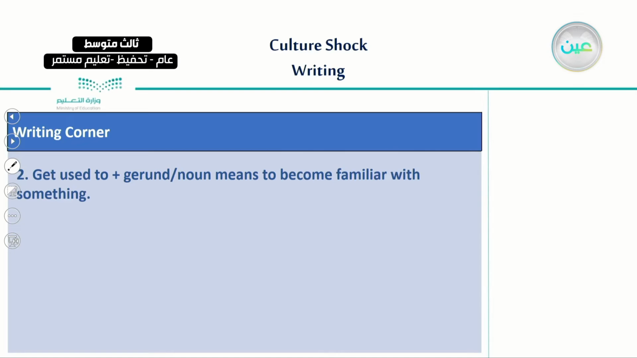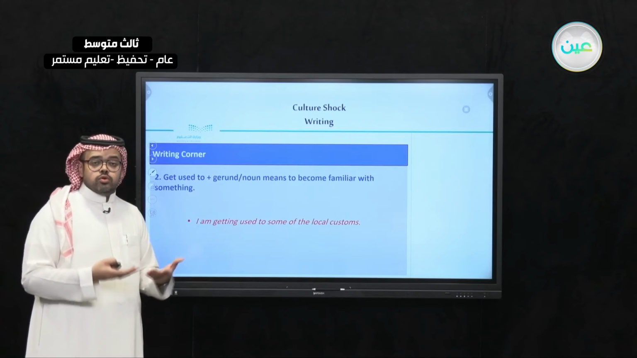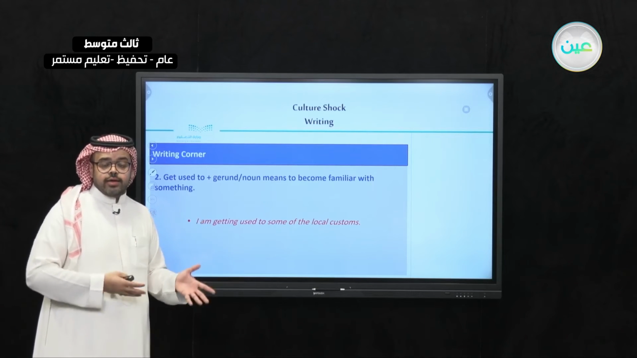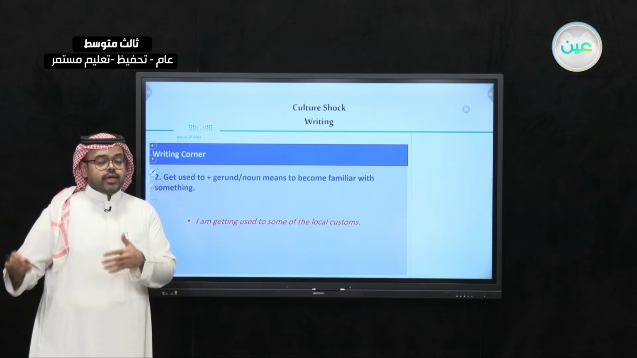So the second rule we have is when we use get used to plus gerund and noun. And what does that mean? It means to become familiar with something. For example, when I said, I am getting used to some of the local customs. So before, in rule number 1, we said that if there is something in the past that you used to do, but not now, we use a verb to be, I was or I am used to playing or getting up in the morning.